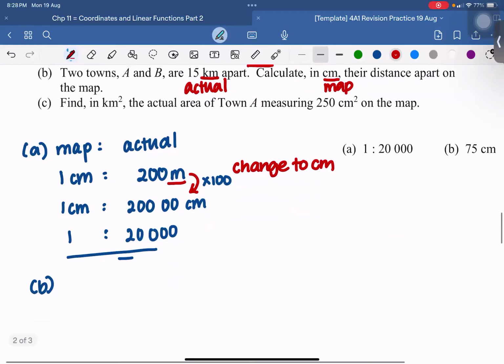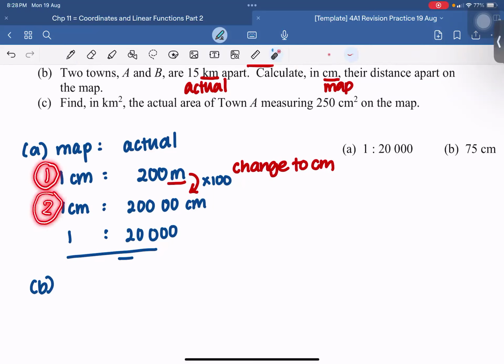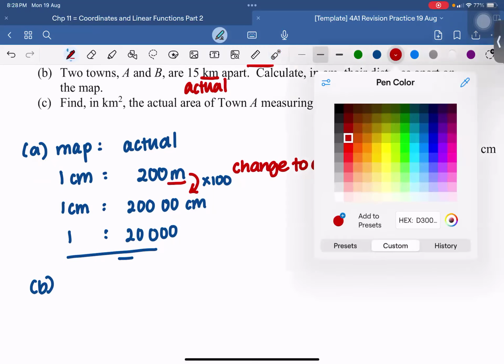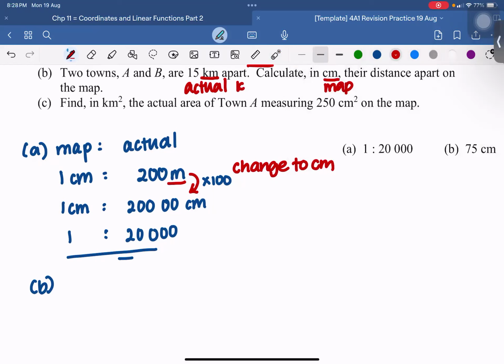So then we should begin. Which ratio should I use? Am I going to use ratio number 1 or ratio number 2? Or I need to create a new ratio? The one that they want, the one on actual, they want it in kilometers, right? But none of them have kilometers over here. Correct or not?